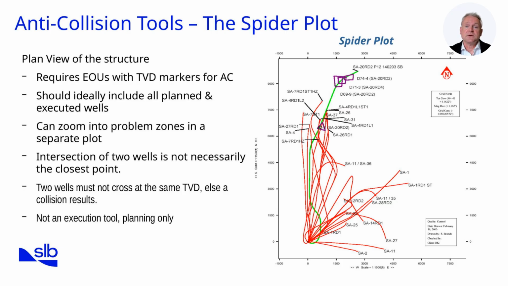One important point is that the intersection of two well paths on a 2D plan view is not always the closest approach because true separation is three-dimensional. However, the spider plot is still an effective planning tool for identifying potential conflicts early. The key takeaway is that two wells must never cross at the same true vertical depth. If they do, a collision is inevitable.